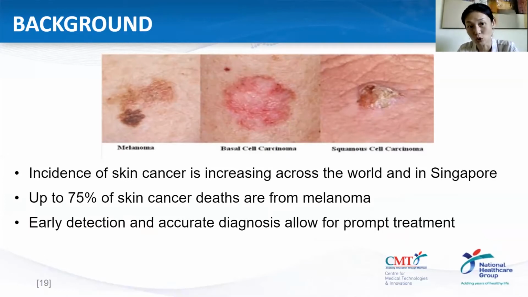So you have the melanoma, which is the first one. And then the middle one is the basal cell. And then the lateral one is the squamous cell. So up to 75% of skin cancer deaths are from melanoma. So melanoma is the scary one that we want to pick up early and treat. So early detection and accurate diagnosis will allow for prompt treatment of cancers. And the next slide, please.